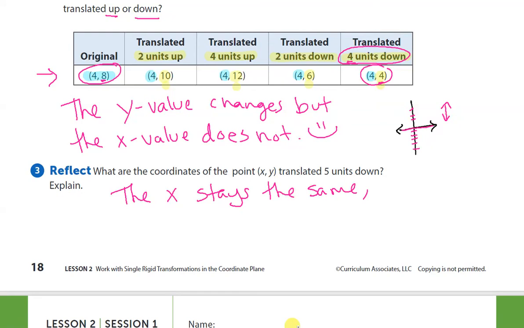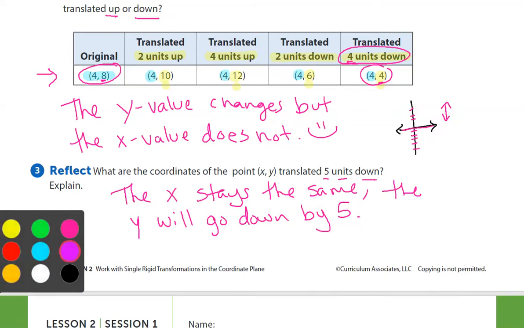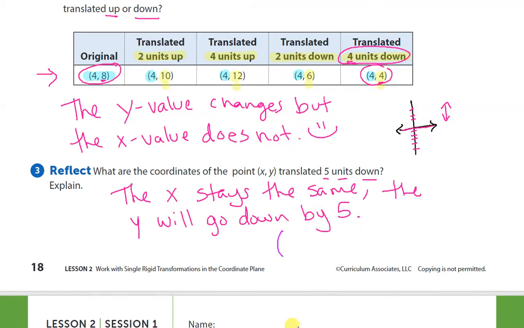This one's going 5 units down, so the y will go down by 5. You could even put this, if you wanted to, as an actual point, x, comma, y minus 5.